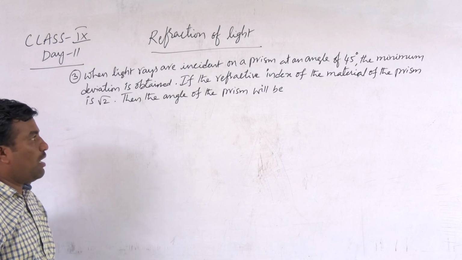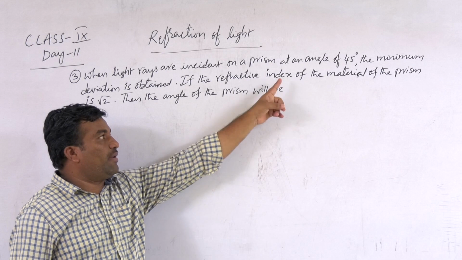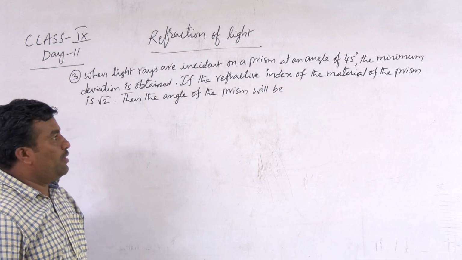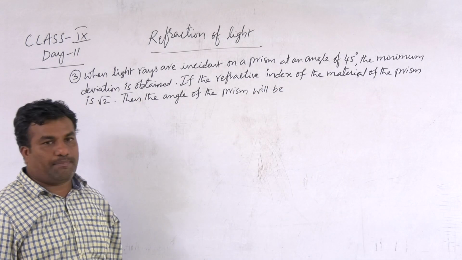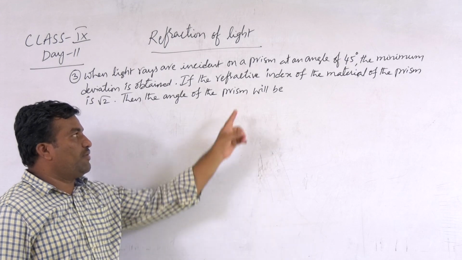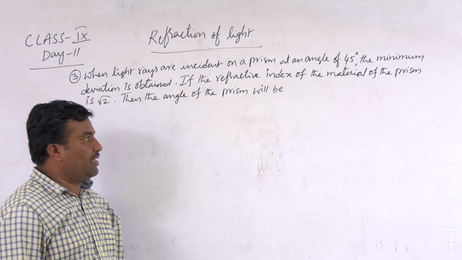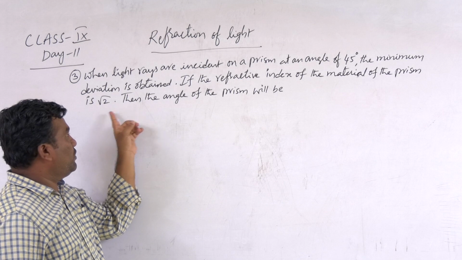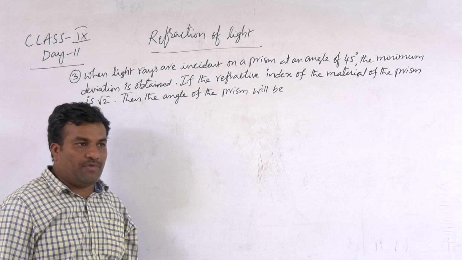When light rays are incident on a prism at an angle of 45, the minimum deviation is obtained. If the refractive index of the material of the prism is root 2, then the angle of the prism will be.